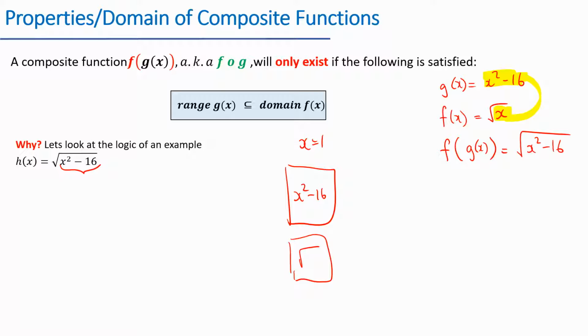Individually we know what the graphs look like. We know what x squared minus 16 looks like. It's a quadratic. We know what square root of x looks like. But to combine them, what does it look like now? That's what you need to be able to figure out. And hence, if you can figure it out, you know the range, you know the domain.